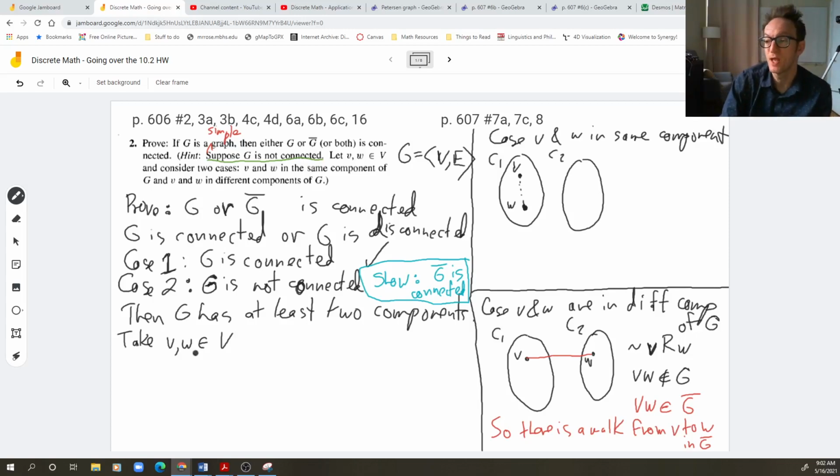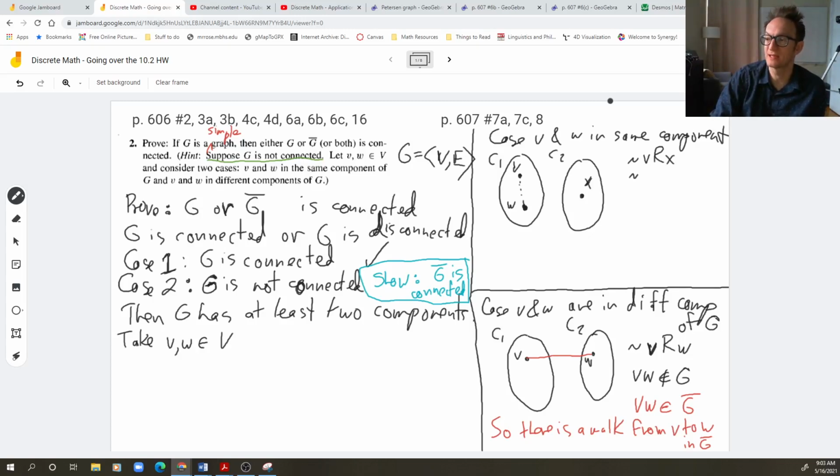This is still G I'm talking about. But now I invoke the fact that there is at least one more component. Why? Because I know that G is not connected. So if there is at least one more component, let's take an arbitrary vertex X in some other component. And now I just repeat the logic. If X is in component 2 and V and W are in component 1, then once again, by the definition of component, V is not reachable from X. In other words, there exists no walk from V to X.